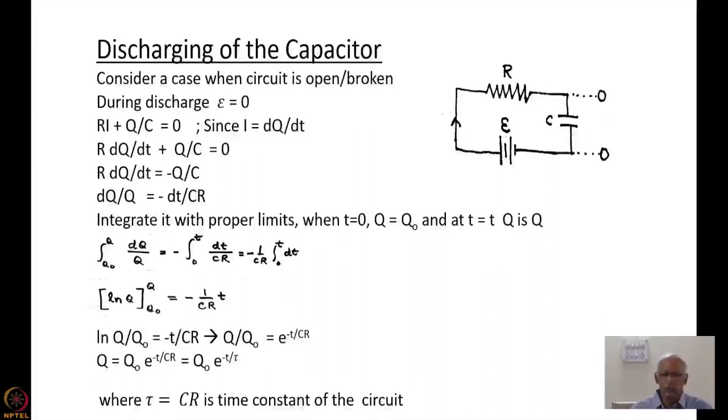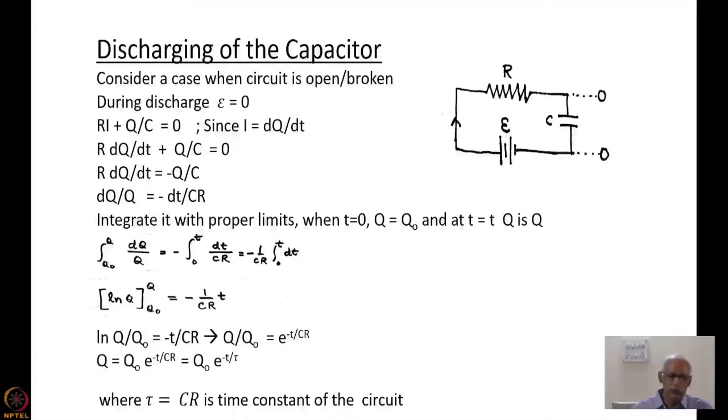Since I equals dQ by dt, we go through the same mathematics and again write this equation. Ultimately, by rearranging, we get dQ by Q is equal to minus dt by CR. CR is again called the time constant of the circuit. And if we integrate it again, now the limits will be different.